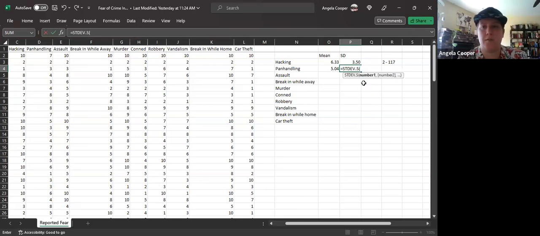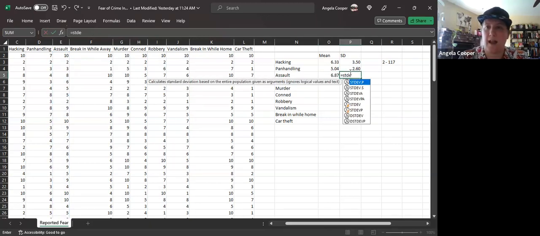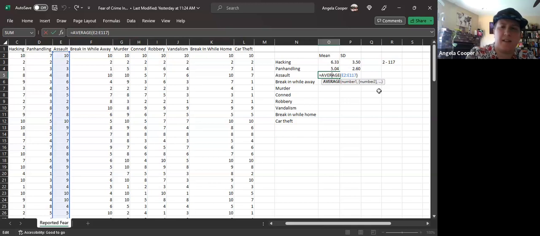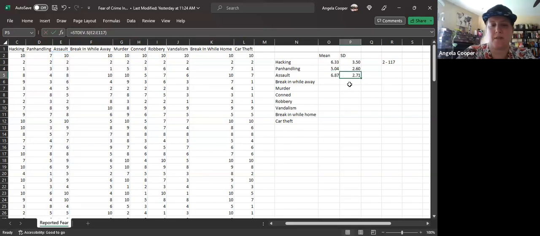But we have standard deviation for the sample. And then we're doing column D for panhandling, D2 to D117. All righty. And I'm going to go up to murder. Okay, so E2 to E117, standard dev.s, and then E2 to E117. Again, I like to double check because sometimes I feel like, did I type E there? It's kind of like when you leave the house and you're thinking, did I lock the door? You know you did, but you still double check. Yep, okay.